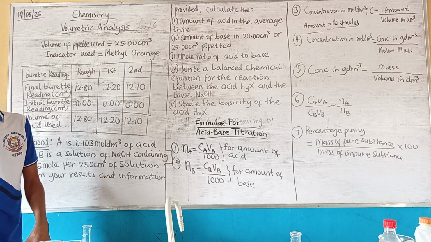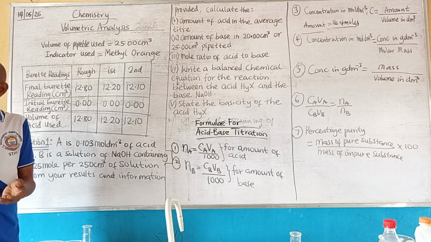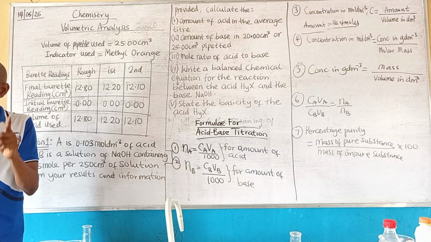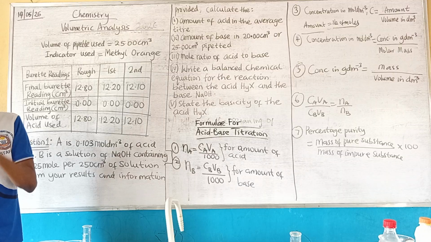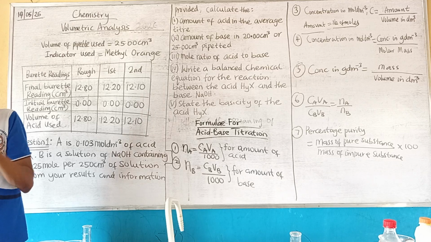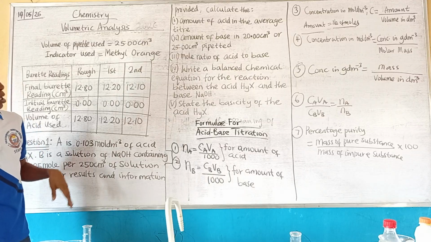Of course, you know in physics, there are 7 fundamental quantities. One of them is amount. And amount is in what? Moles. In physics, how many fundamental quantities do you have? 7. One of them is what? Amount. And what is the unit of amount? Moles. It means that amount is the same thing as number of moles.